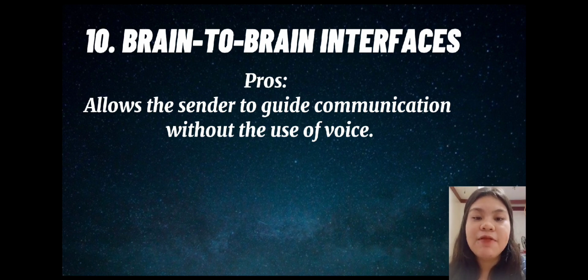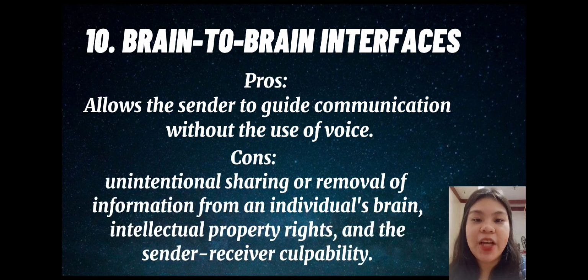In the employment of such technology, ethical challenges arise, including the type of neurosecurity that can be utilized to avoid unintentional sharing or removal of information from an individual's brain, intellectual property rights, and sender-receiver culpability.